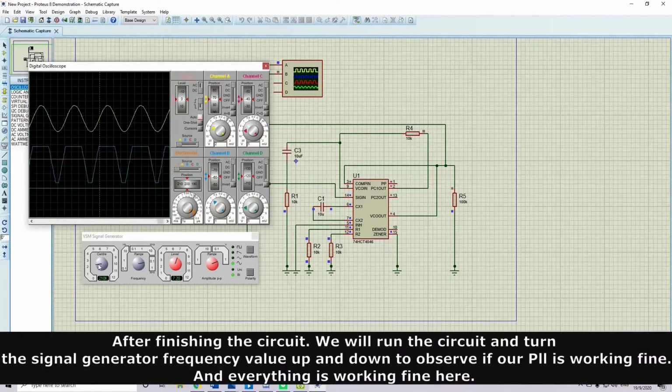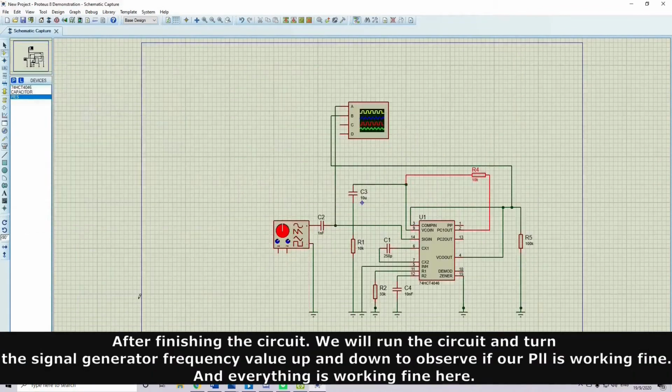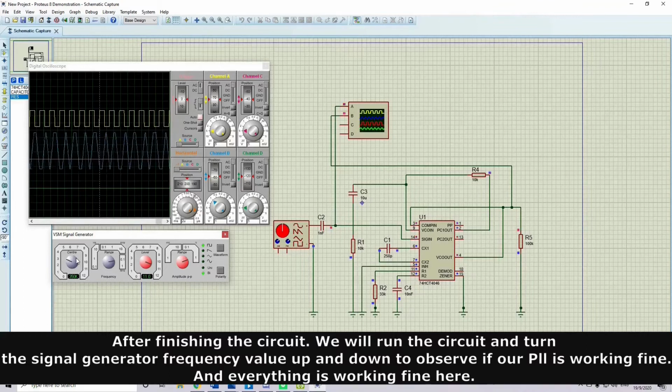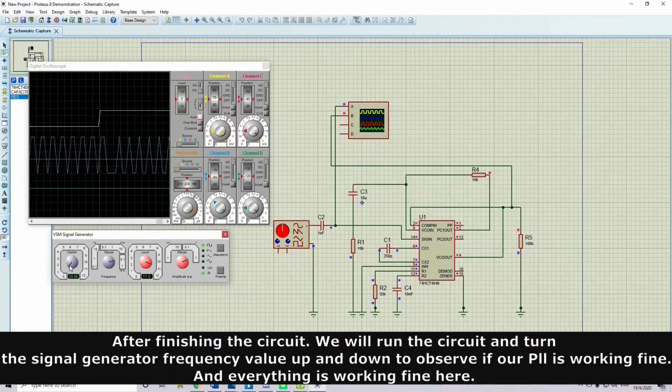After finishing the circuit, we will run the circuit and turn the signal generator frequency value up and down to observe if our PLL is working fine. And everything is working fine here.